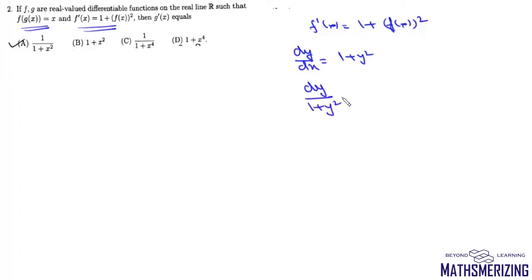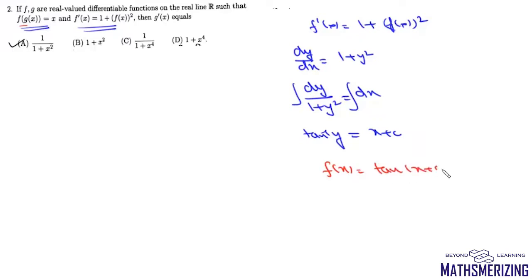Now question number 2 is, if f and g are real valued differentiable functions such that f of g(x) equals x and f dash x equals 1 plus f(x) whole square, then we need to find the value of g dash x. Now we are given this differential equation, f dash x is equal to 1 plus f(x) square. So we can write this as dy by dx equals 1 plus y square. So we can write dy upon 1 plus y square equals dx. If we integrate, we'll get tan inverse y equals x plus c.